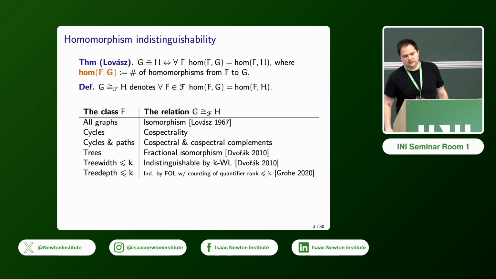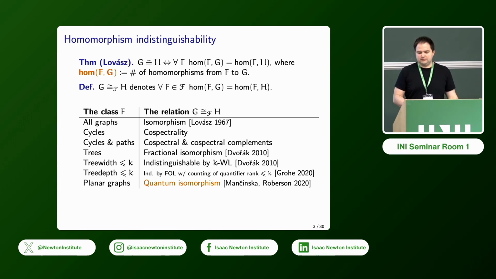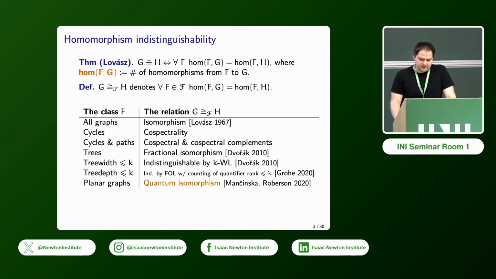After seeing these classes, the most natural class a person in combinatorics would consider are planar graphs, simply because planar graphs are considered one of the first classes of graphs in various applications and algorithmic problems. And this naturally leads to the seminal result by Laura and David, where the corresponding isomorphism relation is quantum isomorphism, and this is how this topic is linked to quantum information theory.